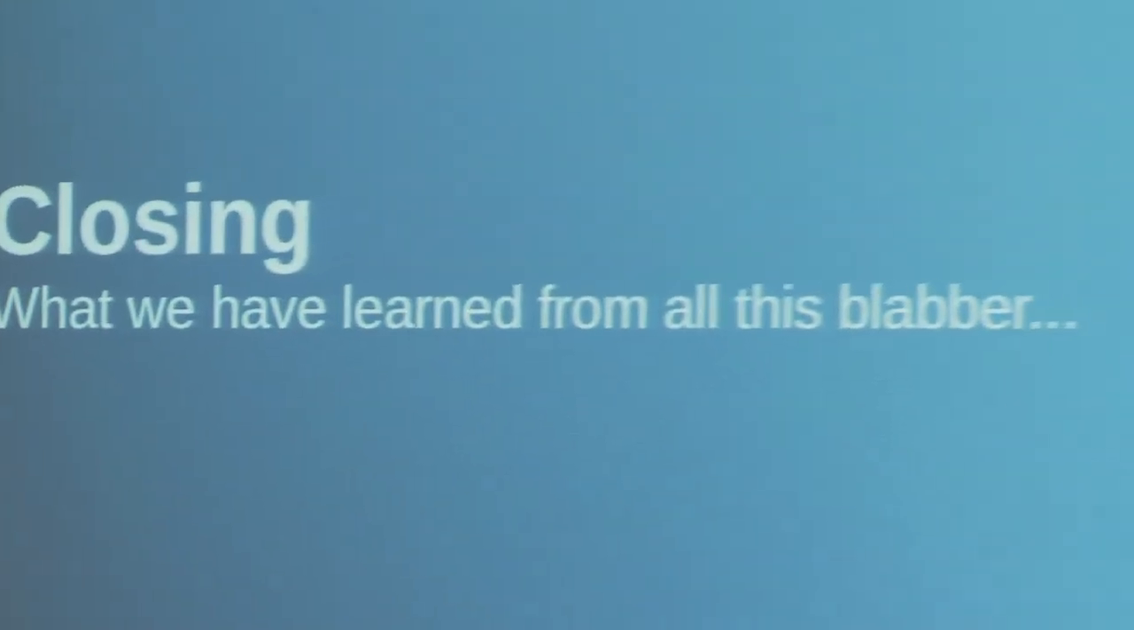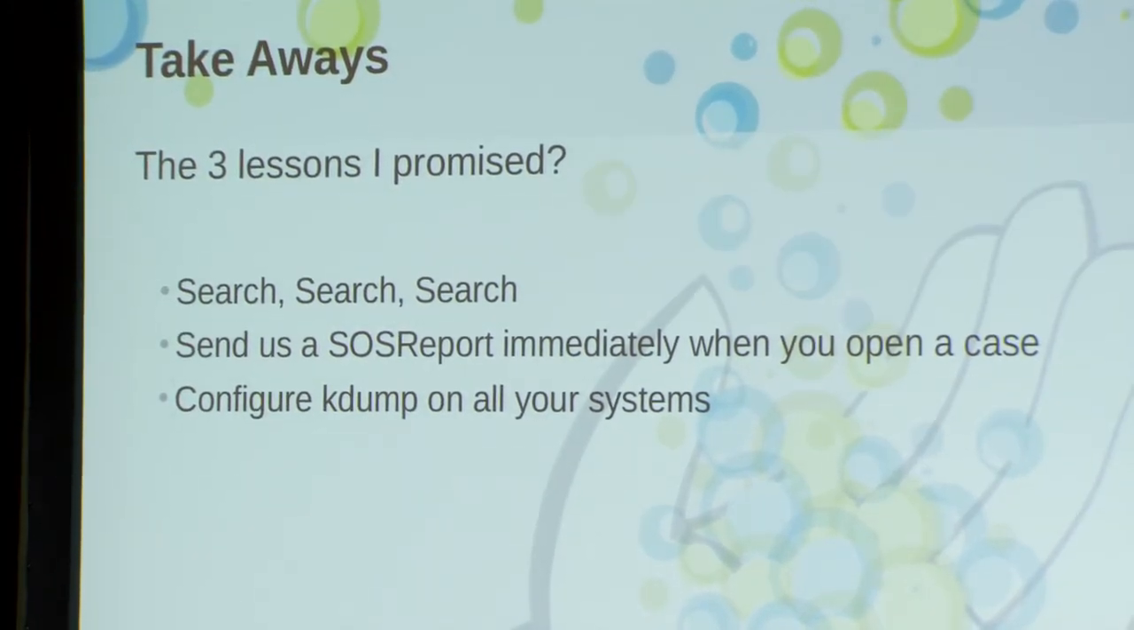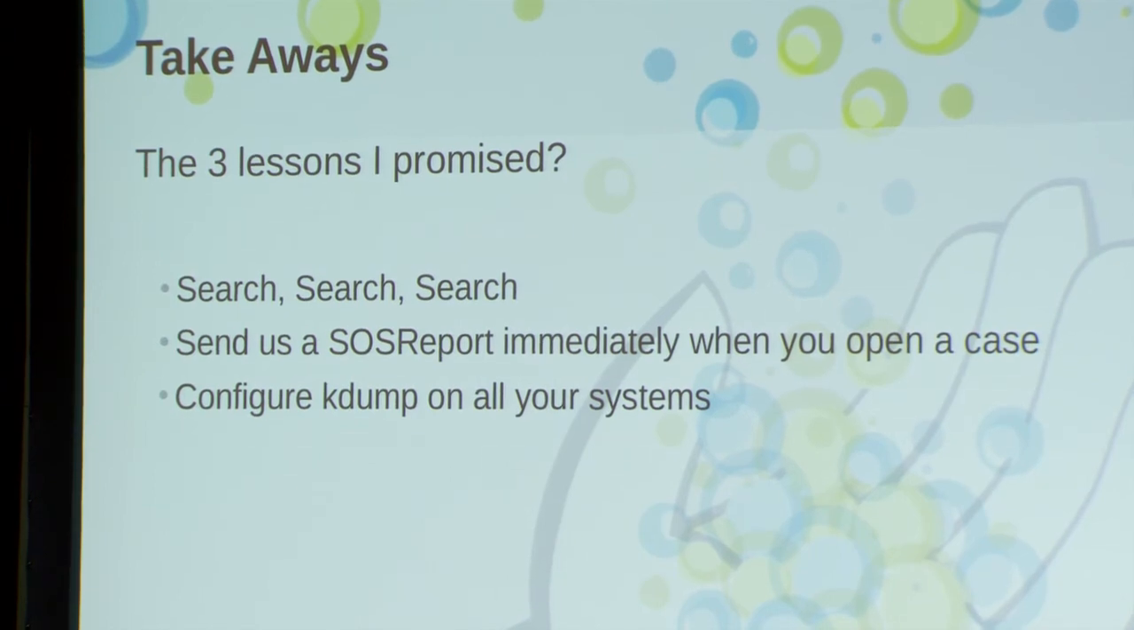Okay, so what are the things that I want you to remember from all of this? What are the 3 lessons that I promised? Search for stuff. If we've seen it before, there's an article in the knowledge base. Send us an SOS report immediately. It's the first thing you should do. If there's a problem with the system, go run SOS report. Don't wait until the problem goes away, because it's possible that the data we needed went away. Run SOS report right away, attach it to the case. Don't wait for me to ask for it. Attaching a file or an SOS report is part of the workflow of creating a case.